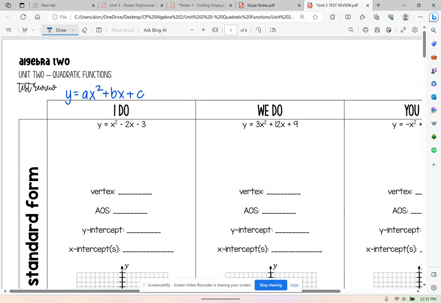The a tells us two things. The a can get us points. It also tells us if it opens up or down, correct? Positive opens up, negative opens down.